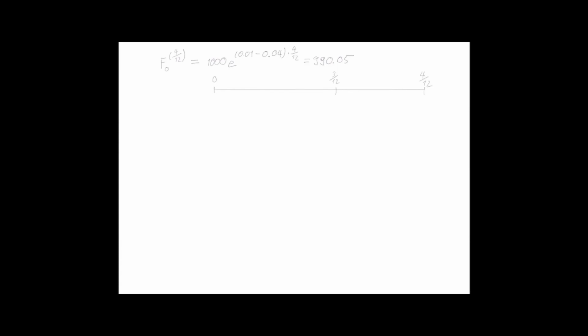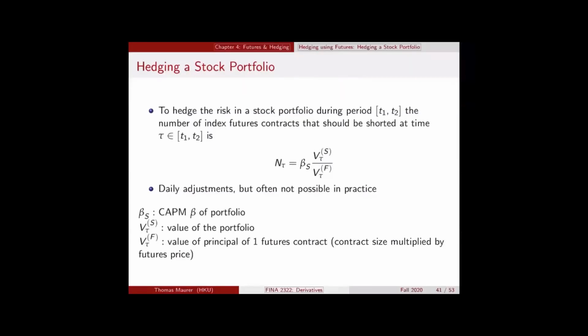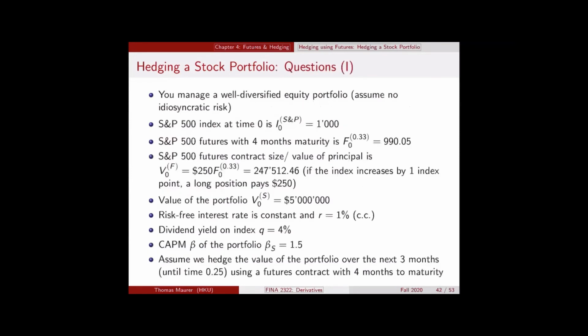And therefore, the futures position will earn some money and protect us if the S&P 500 and the stock portfolio decrease in value. And our formula from page 41 tells us that the number of short positions should be the beta, the risk exposure, which in our case is 1.5, multiplied by the value of what we try to hedge divided by the value of one futures contract. So let's look at our data.